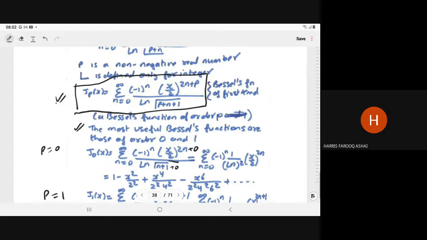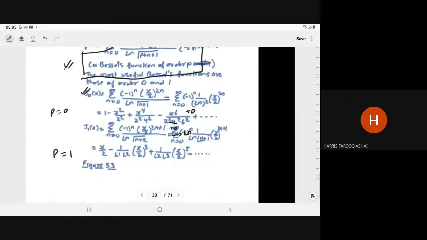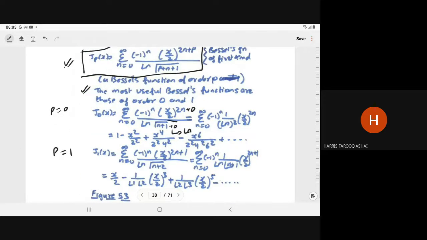Gamma of n plus 1 can be written as factorial n. So here it becomes the summation n equal to 0 to infinity of (-1)^n into 1 upon (factorial n) whole square into (x/2)^(2n). So when we open this, it will become 1 minus x square upon 2 square.